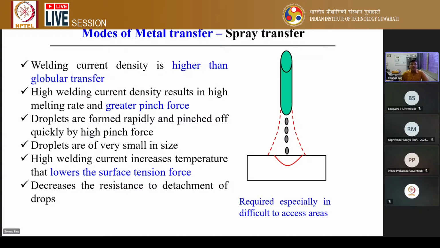Now come to this point. Somebody asked about the metal transfer, which is important. The spray type transfer is basically... So we know the different modes of metal transfer in the gas metal arc welding process. Usually globular type of metal transfer, short circuit metal transfer, and the other is the spray type of metal transfer. Now, in spray type metal transfer, we use a welding current density that is very much higher than the globular type of metal transfer.